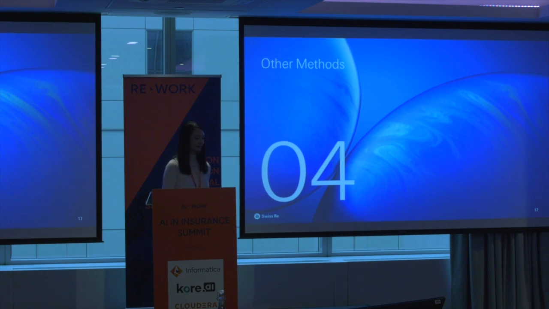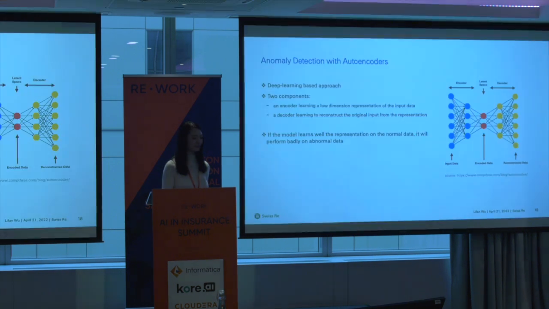Finally, I'm going to mention some other methods that we don't currently use in the pipeline. But if in the future we want to refine our models, they may be good candidates. The first one is called autoencoders, which is a deep learning based approach. Basically, it has two components. One is the encoder, trying to learn a representation of the input data, and then it tries to decipher it using a decoder. This model works well with time series data, text data, or even image data.